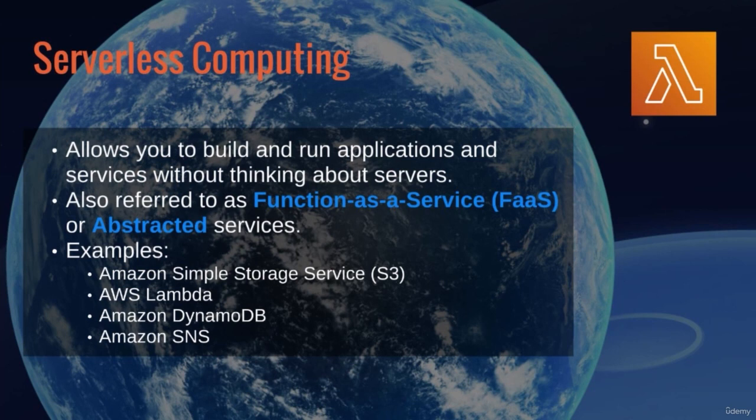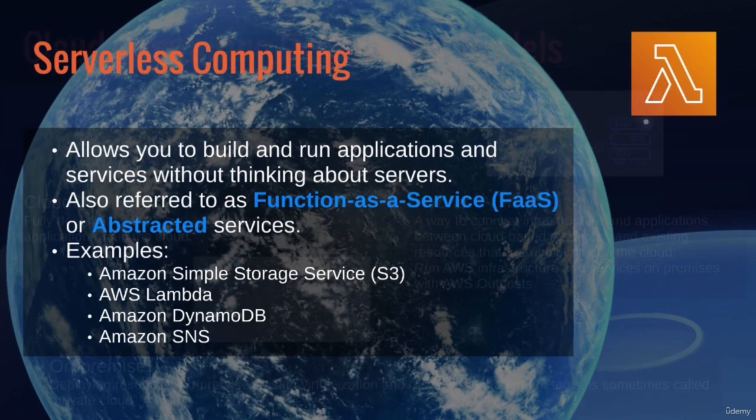AWS Lambda is where we can run code in the cloud, again, without servers. You just provide AWS your code, and AWS looks after everything for you. DynamoDB is a NoSQL database in the cloud as a service. And Amazon Simple Notification Service can send out notification messages to your users, and it can do that without you having to worry about managing a server.